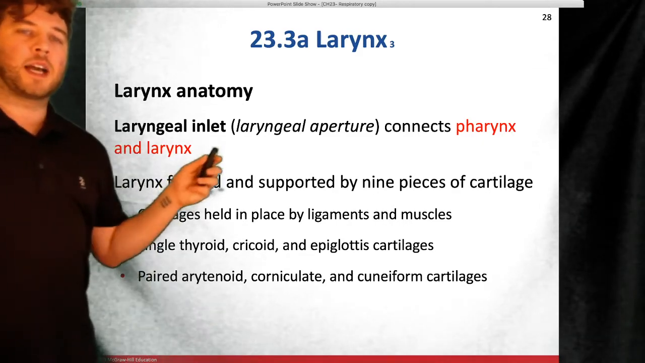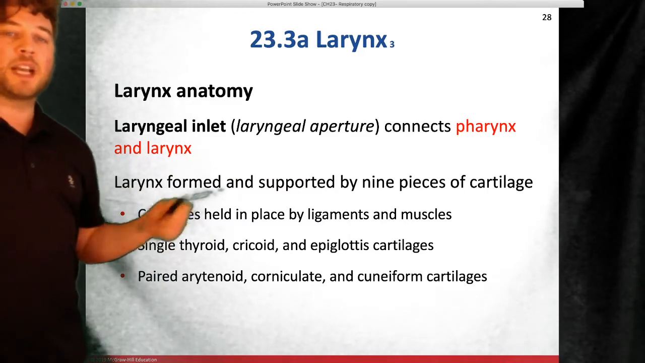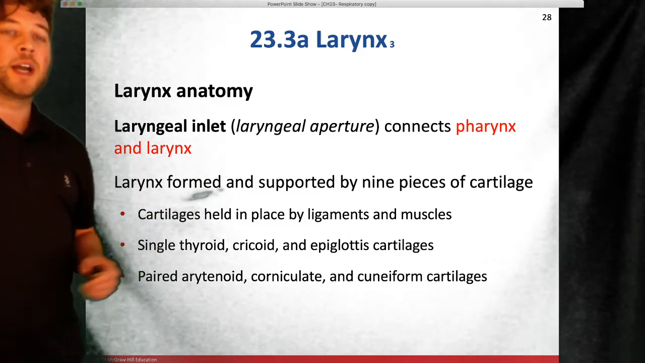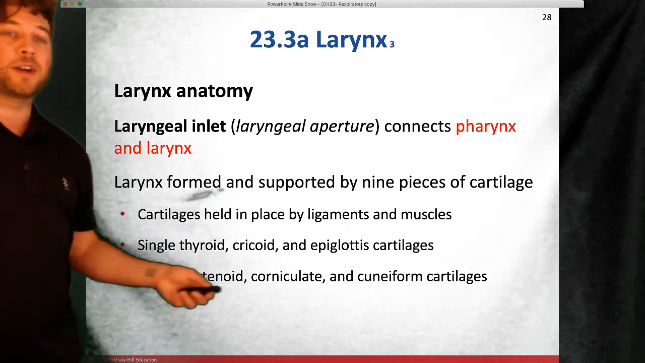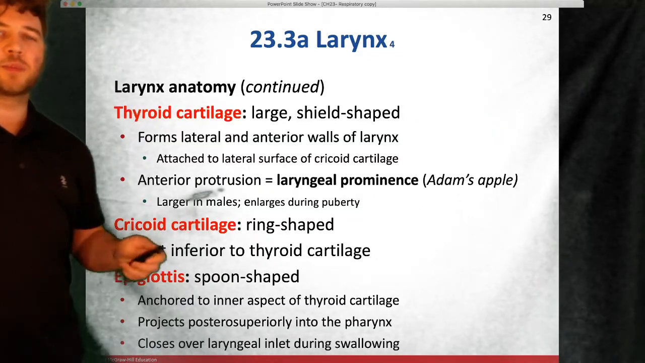The laryngeal inlet connects the pharynx and the larynx. It's formed by 9 pieces of cartilage. We're not going to get into all of them, but we do look at some of them. The single thyroid, cricoid, and epiglottis cartilages are definitely important. The paired arytenoid cartilages we'll see, but that's more for lab.